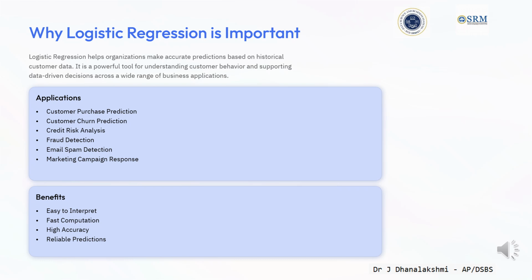Logistic regression plays a significant role in helping organizations predict customer behavior and business outcomes. By analyzing historical customer data, businesses can estimate the likelihood of future events such as customer purchases, customer churn, loan repayment, fraud detection, email spam identification, and marketing campaign responses. The model is easy to interpret, computationally efficient, and provides reliable probability-based predictions. Because of its simplicity and accuracy, logistic regression has become one of the most popular machine learning techniques used in marketing analytics, banking, healthcare, finance, and customer relationship management.